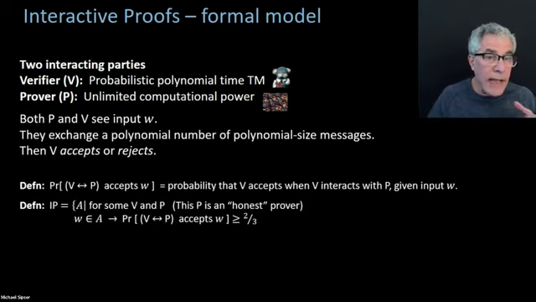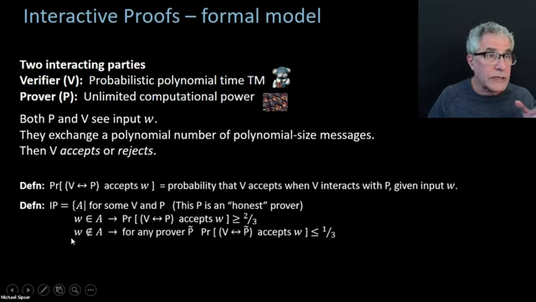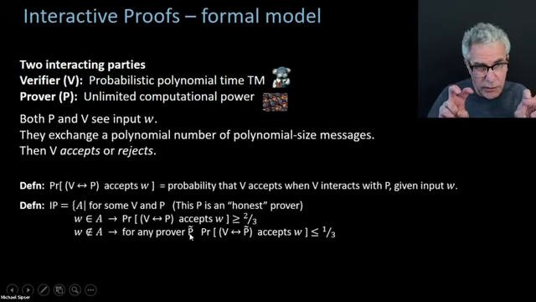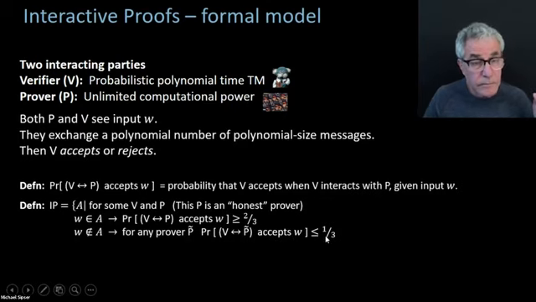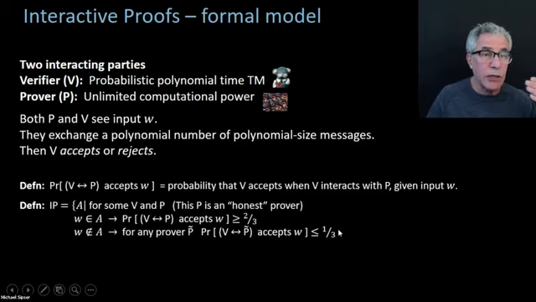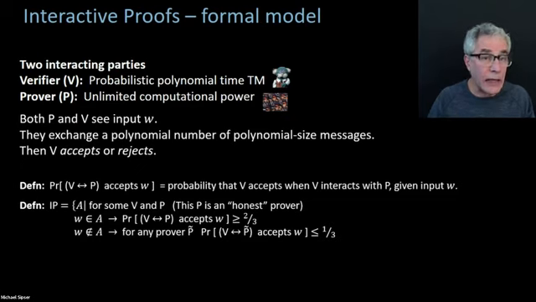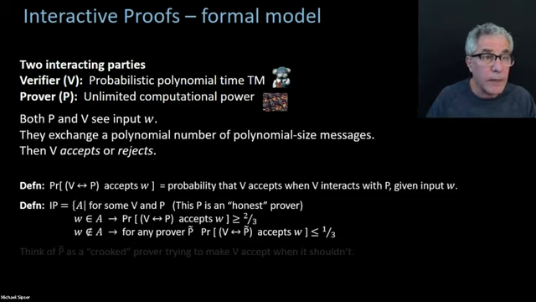So for any strategy, for strings that are not in the language, for any prover, I'm calling that P with a tilde to stand for a devious or crooked prover, for any possibly crooked prover, even that one working with the verifier is still going to end up accepting with low probability. So for strings in the language, there's going to be an honest prover who just follows the protocol in the correct way, which makes the verifier accept with high probability. For strings not in the language, every prover is going to fail to make it accept with high probability.